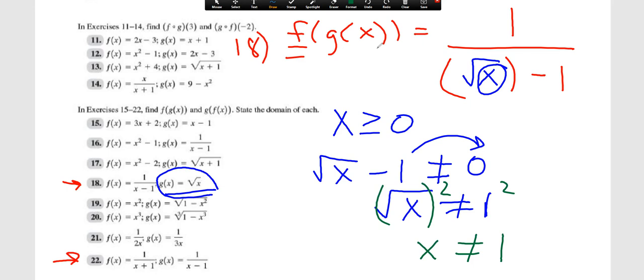All right, now, you need to put these two things together. X is greater than or equal to 0, but it can't equal 1. Didn't that just take your 1 interval and split it into 2? Go look at your picture. Graph this thing. Yeah, it's so hard to graph.